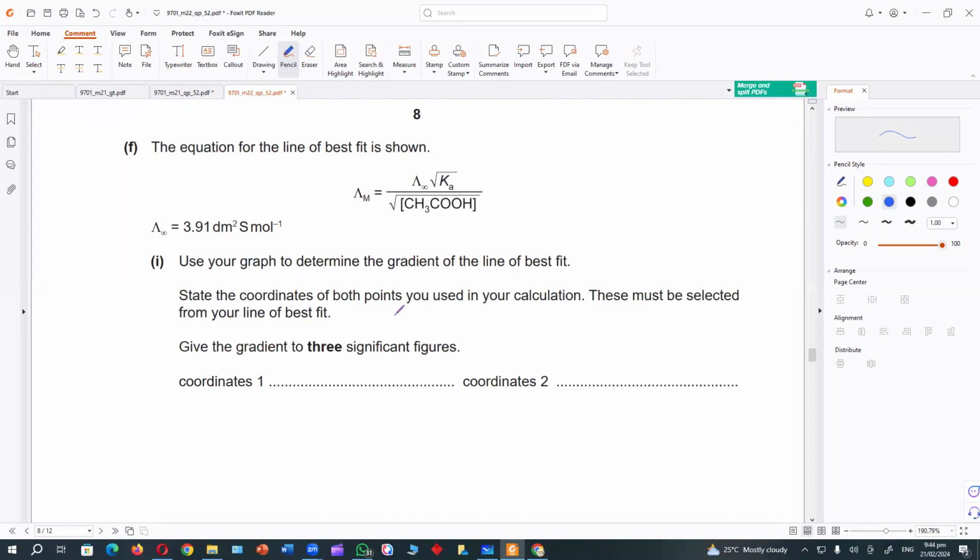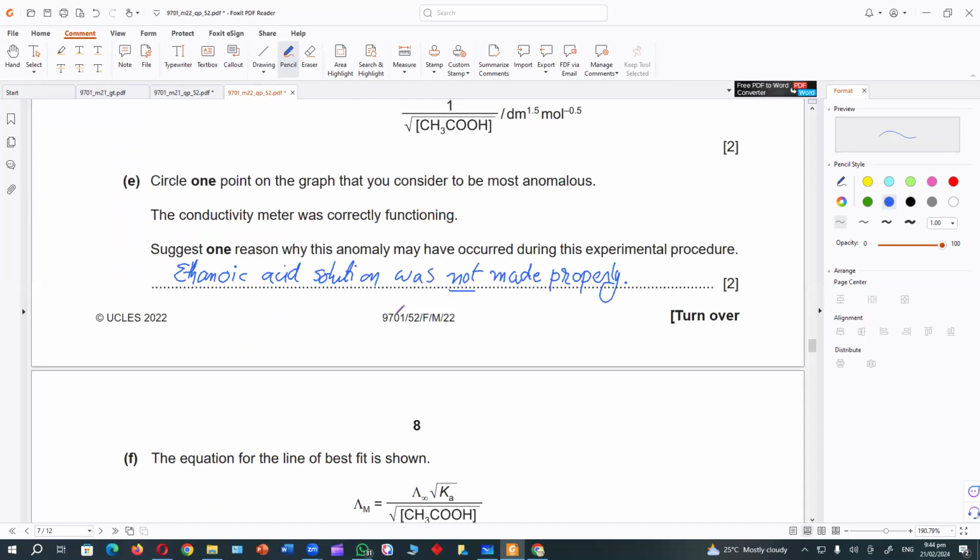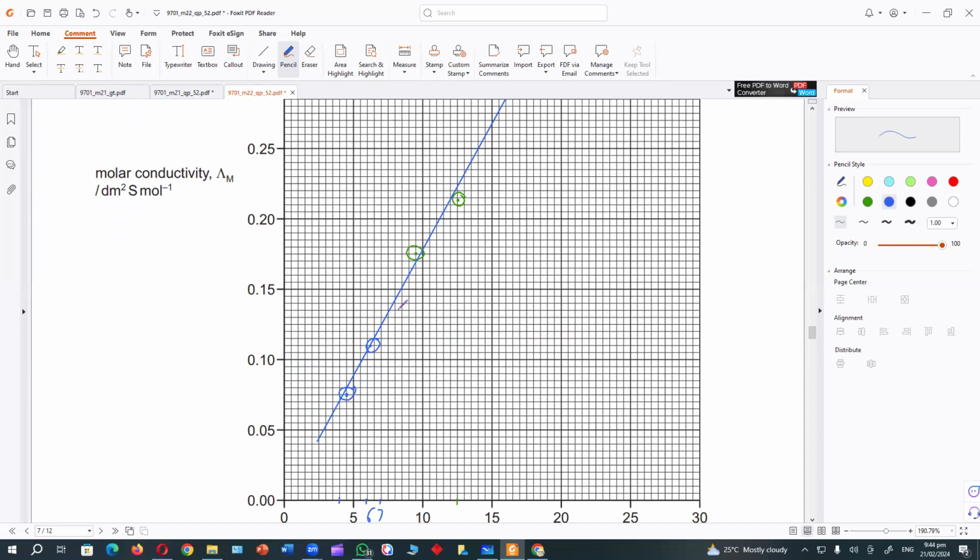The equation for the line of best fit is shown. This symbol V infinity is 3.91 dm square S per mole. Use your graph to determine the gradient of the line of best fit. State the coordinates of both points you used in your calculation. These must be selected from your line of best fit. Give the gradient to three significant figures. So we can find 2 points.